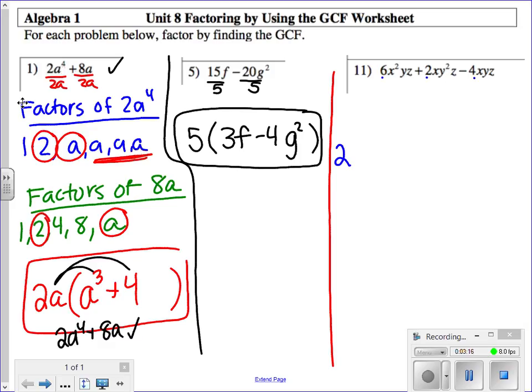Now, when I look at each of these, they all have at least one x. So I'm going to put an x with my 2. Same with the y. They all have at least one y. So I'm going to put a y as the GCF. And finally, the z. They all have a z. So z comes as part of my GCF. So I'm going to divide each of these terms by 2xyz.